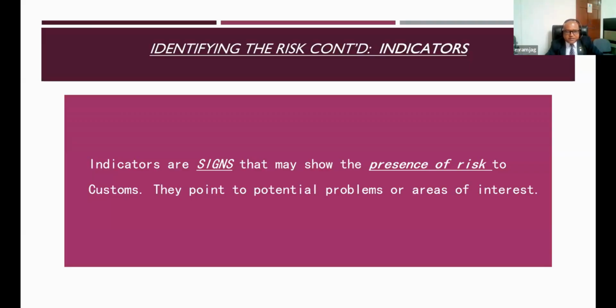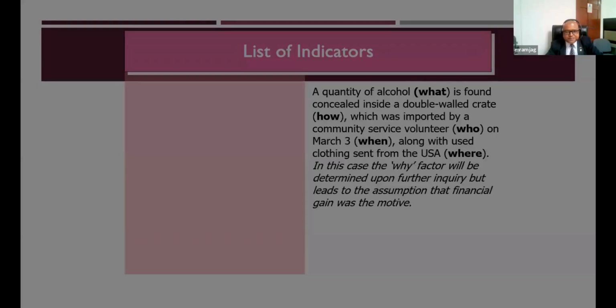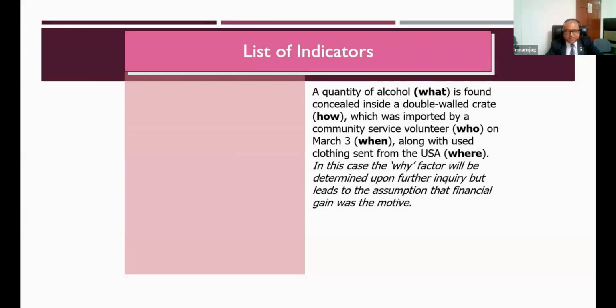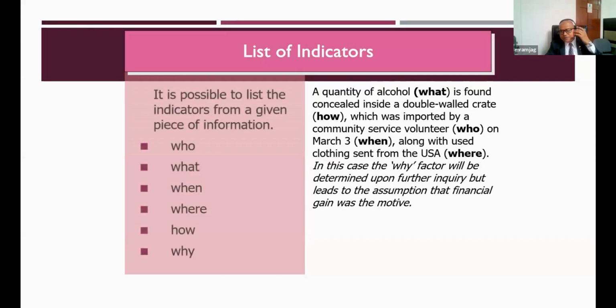Indicators. We are talking about risk indicators, right? Not motor vehicle indicators. Risk indicators are signs that may show the presence of a risk to customs. They point to potential problems or areas of interest. 2 marks. Some examples or list of indicators are: it is possible to list the indicators from a given piece of information.